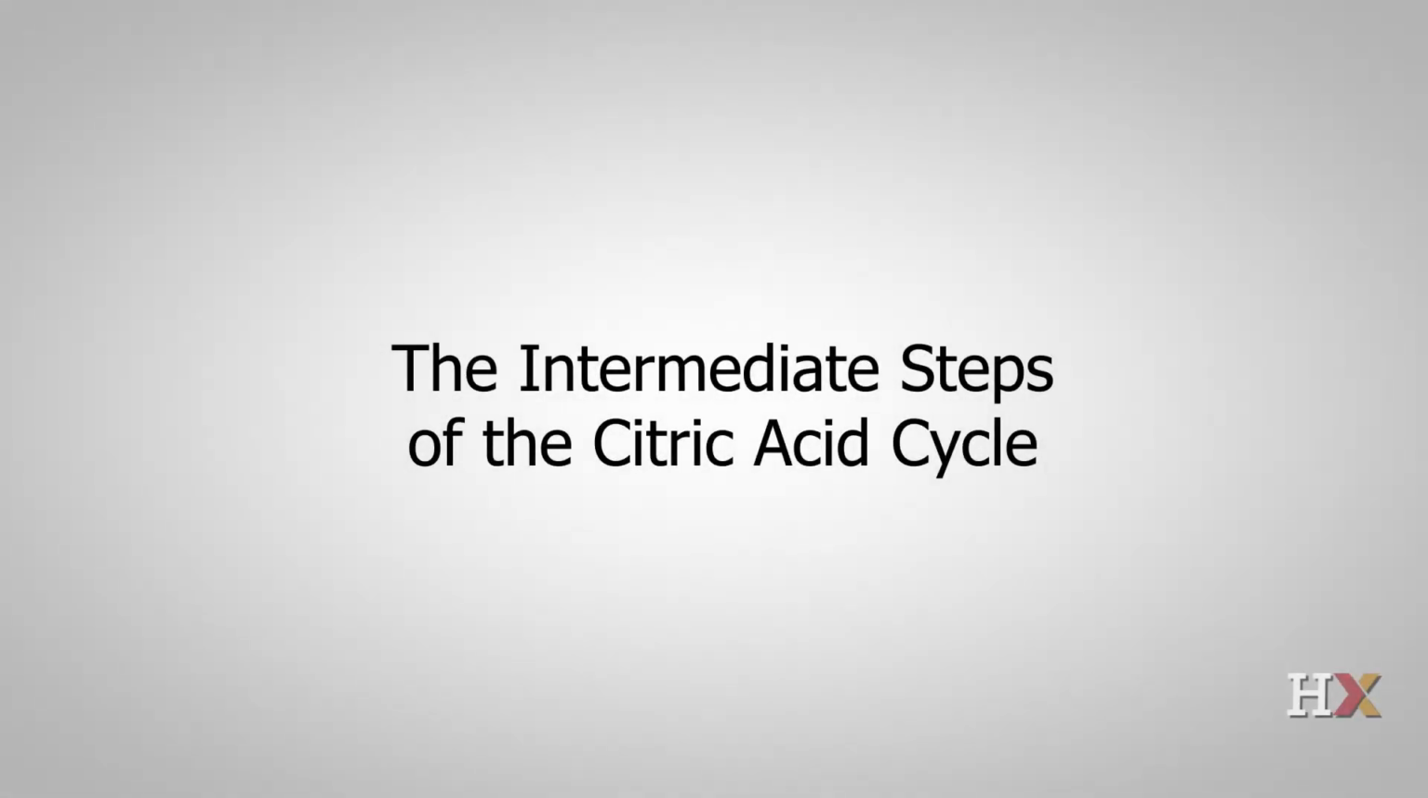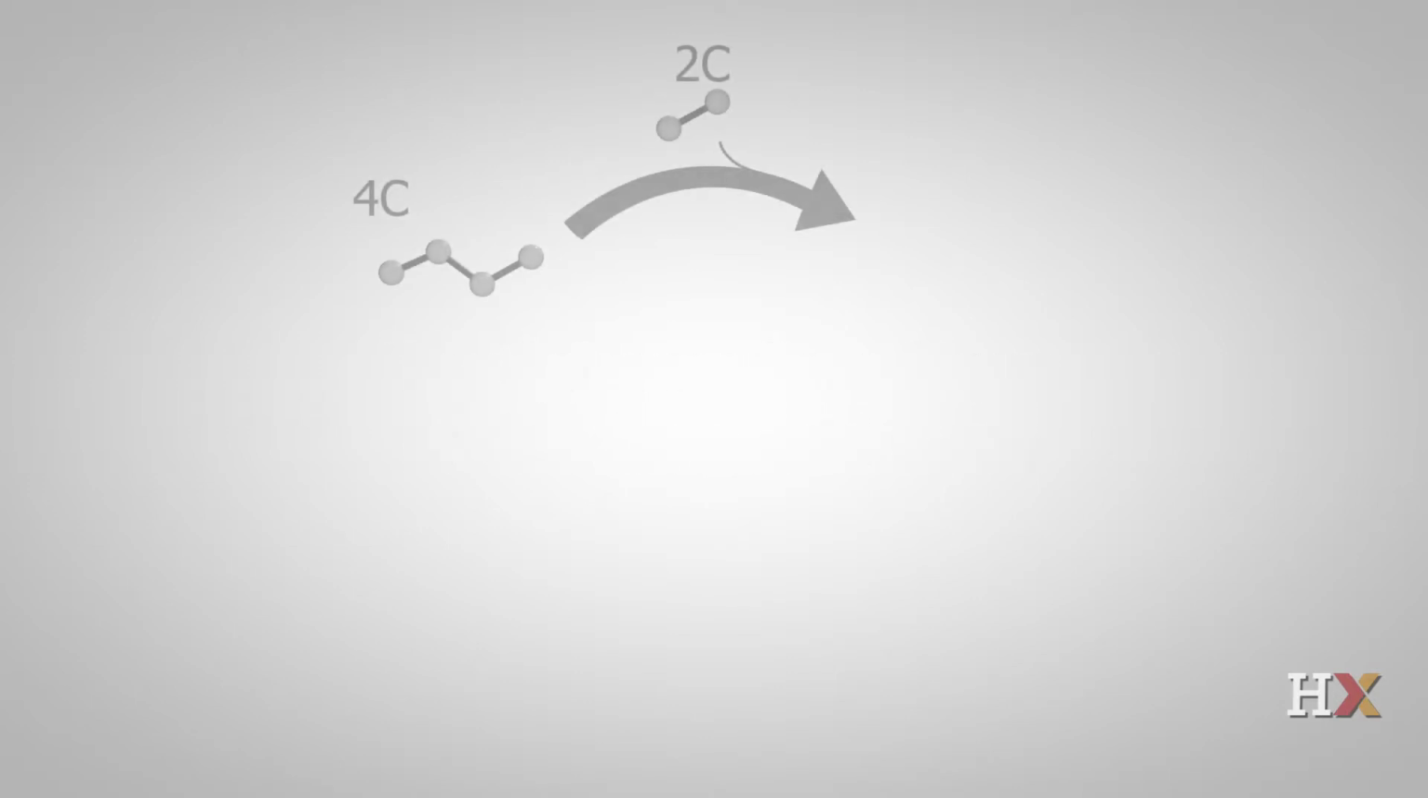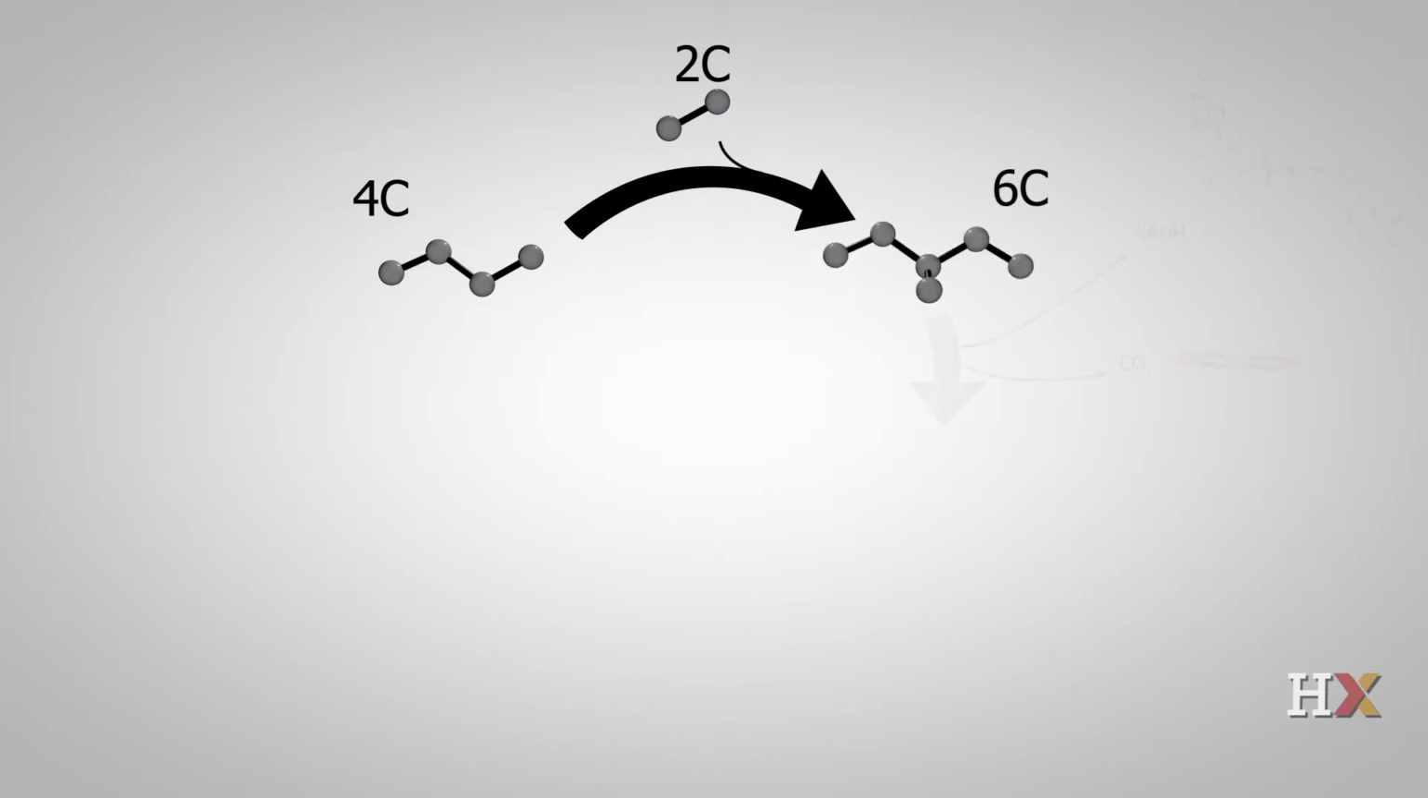The citric acid cycle is an important process in harvesting chemical energy for cellular respiration. It begins with the formation of a 6-carbon citrate when a 2-carbon acetyl group, given by an acetyl coenzyme A molecule, reacts with 4-carbon oxaloacetate.